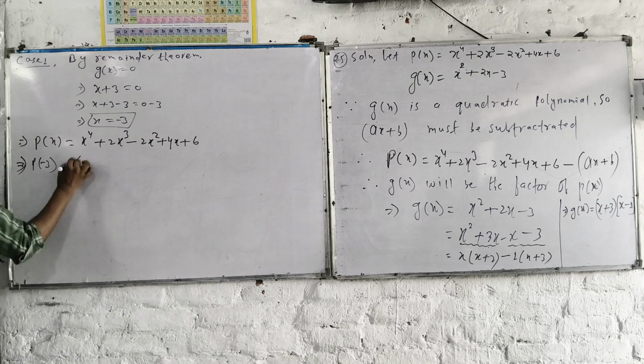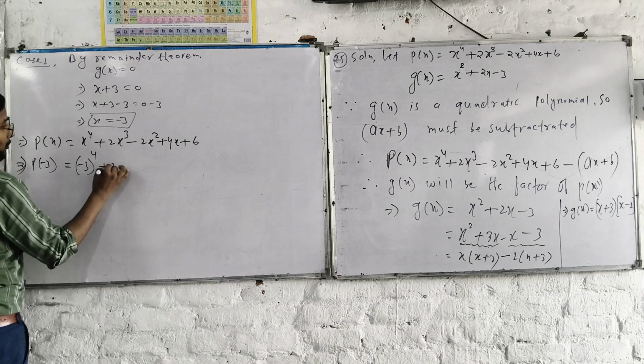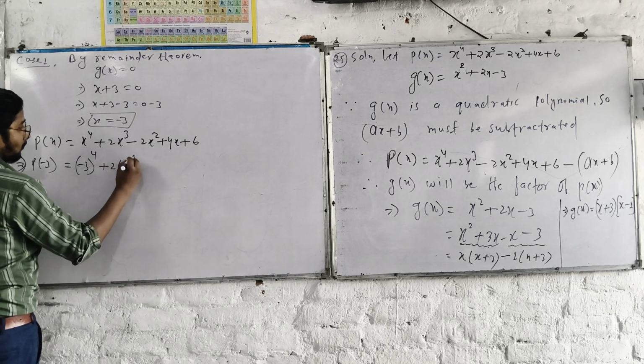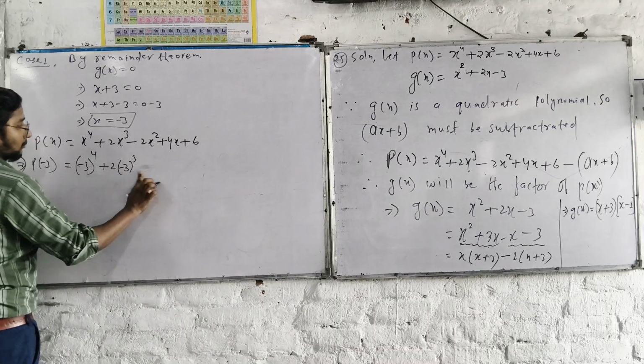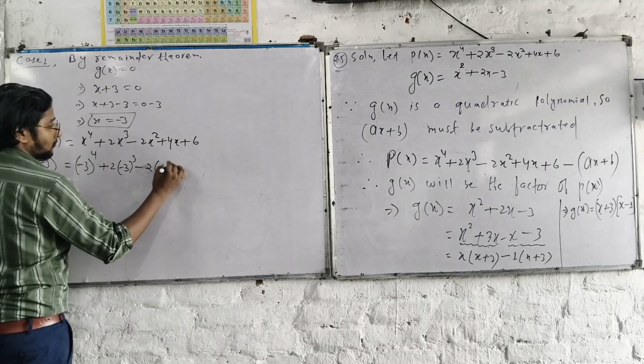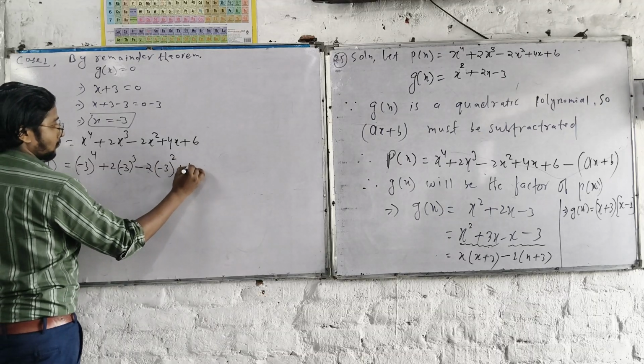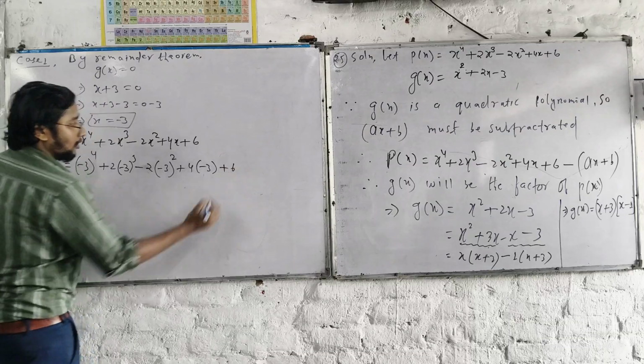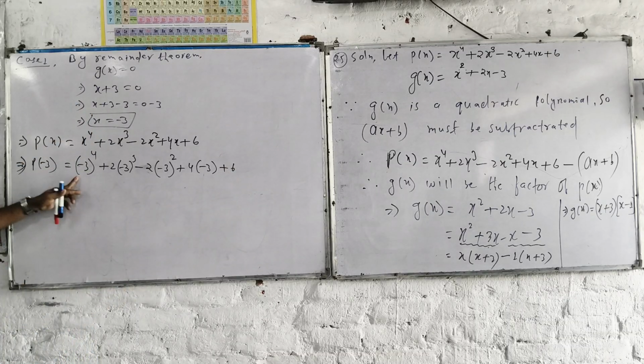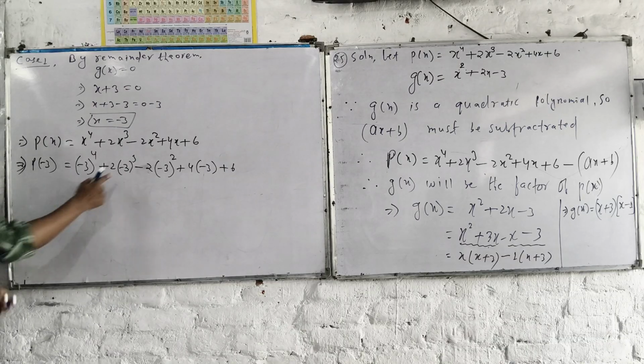Tell me. So minus 3 raised to power 4, 2. We can do this. Now, should I calculate one by one or should I calculate the answer directly? Directly answer. Help me out. What will be the answer of this one? Plus or minus everything?